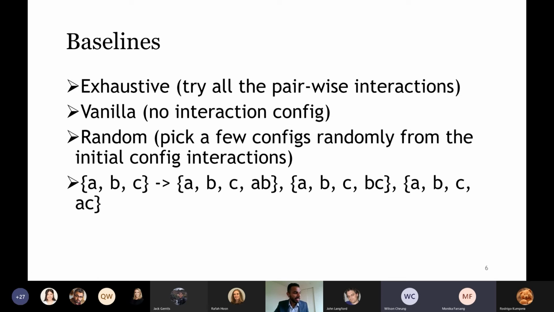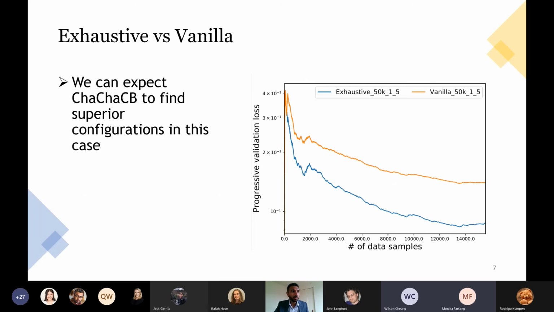In ChaCha, the intuition is that eventually ChaCha-CB will be able to pick out the good configurations as the algorithm proceeds. But to make sure that there are good configurations in comparison to vanilla, we did a sanity check where we compared the performance of exhaustive, which is all the interactions, with vanilla, no interaction. We are plotting the progressive validation loss, and lower is better. We see that exhaustive is performing better. So certainly there are some interaction configurations which are better than no interactions.